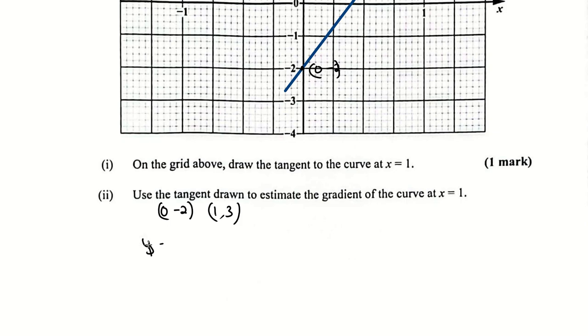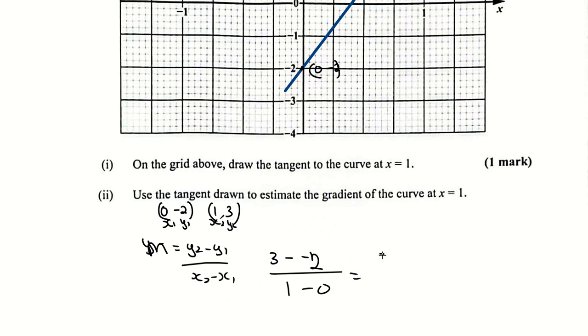So m is equal to y2 minus y1 over x2 minus x1. It depends, it doesn't have to be my combination. You could have chosen this side to be group 1. So it would have been 3 minus negative 2 over 1 minus 0, which is 5 over 1, so the gradient is 5. And that is how you would find the gradient of your line. Do we all understand this?